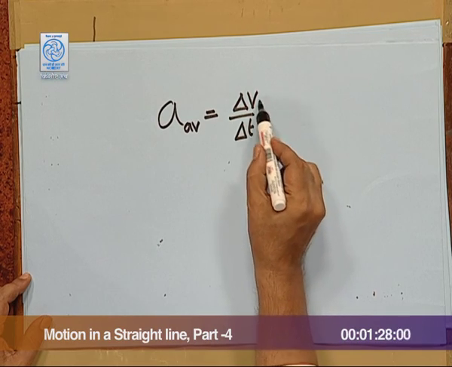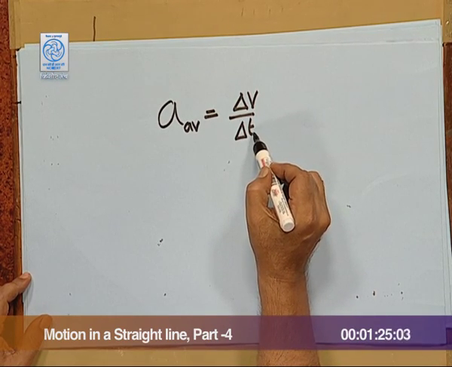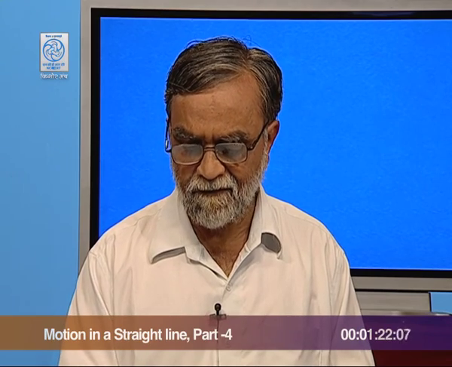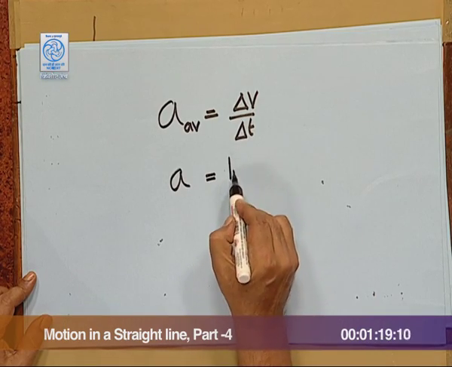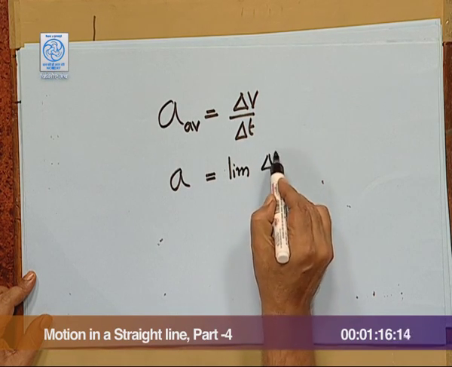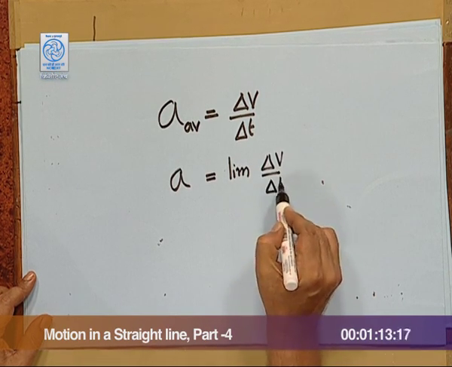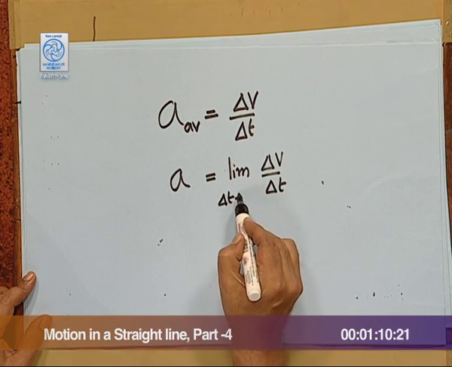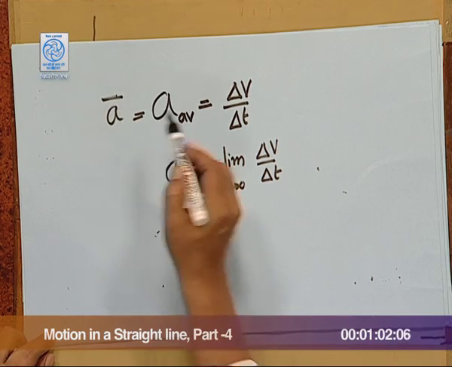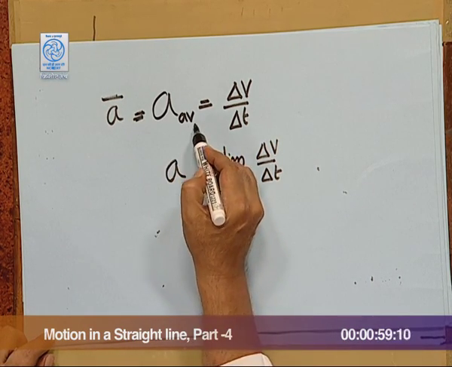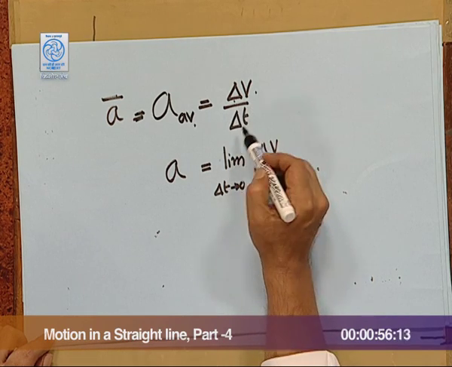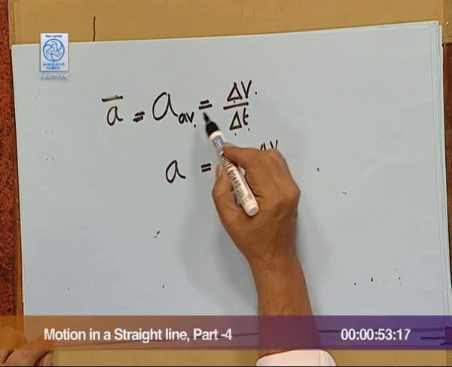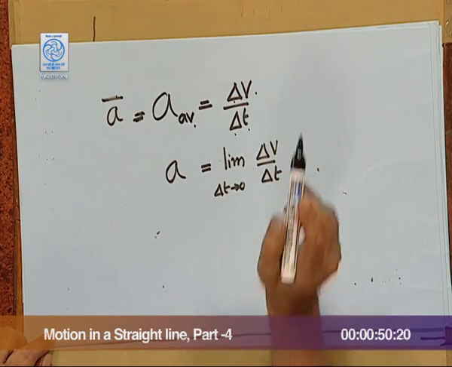Average acceleration has been defined as the rate of change of velocity in a certain interval of time. Instantaneous acceleration is the limit of the change in velocity, delta v by delta t, as delta t is made very small, almost tending to 0. The average acceleration, which is indicated here as a with a bar, or written as a average with subscript, is the change in velocity in a certain interval of time, delta t, so a average is read as delta v by delta t.